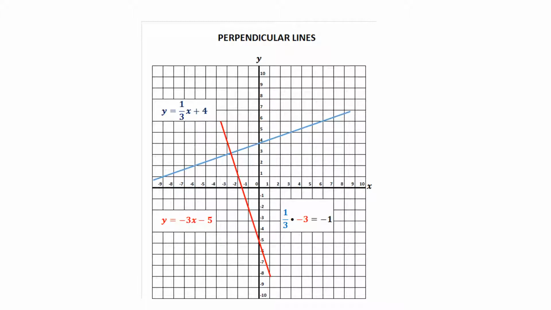And the key fact is that the two slopes, when you multiply them, 1/3 times negative 3 is equal to negative 1. So when you multiply two slopes and you get negative 1, the lines are perpendicular.